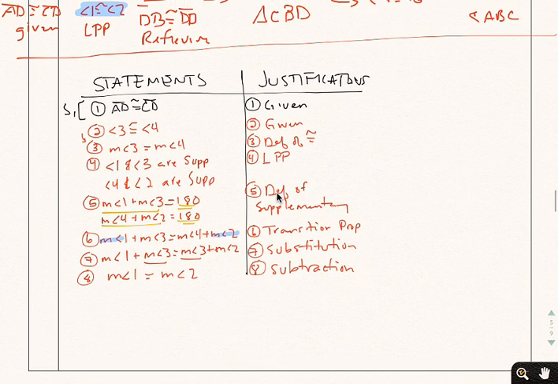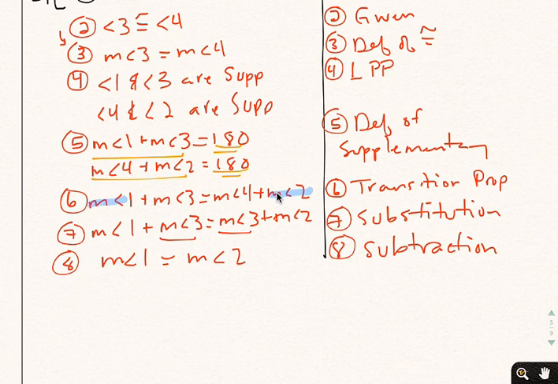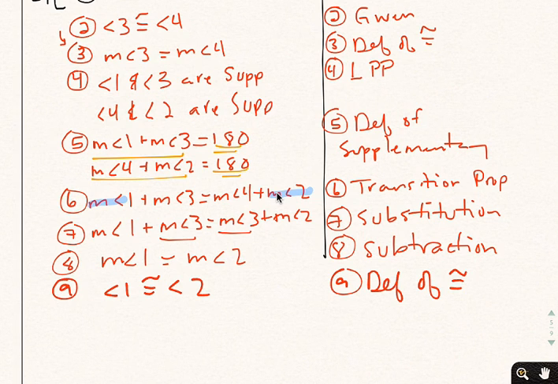Okay, so that's going to be subtraction. Let's finish this up here. If the measure of angle 1 is equal to the measure of angle 2, that means angle 1 should be congruent to angle 2. And the justification is the definition of congruency. That's what it actually means to be congruent.